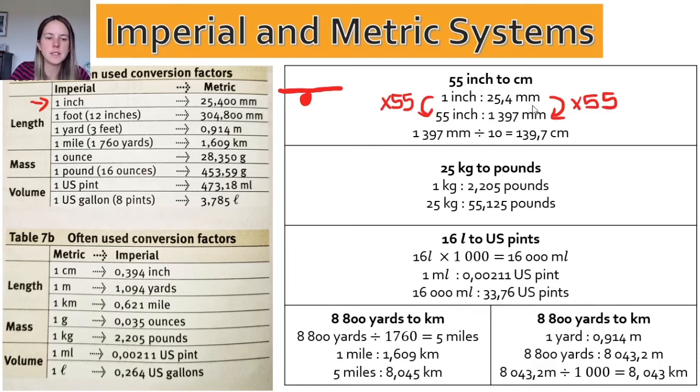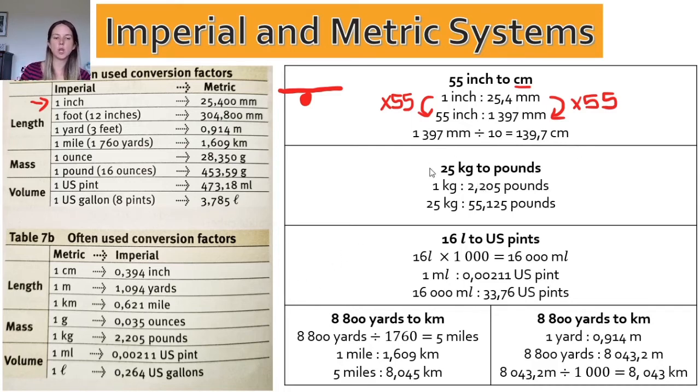25.4 millimeters times 55 gives me 1,397 millimeters. But my question asked for centimeters. Because you know how to convert within the metric system, we can just convert the 1,397 millimeters to centimeters by dividing by 10, which gives me 139.7 centimeters. Let's look at the next one.